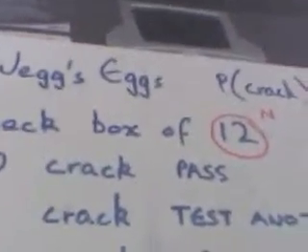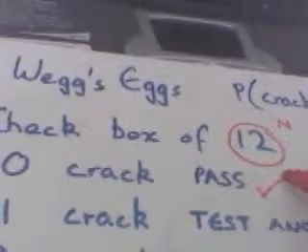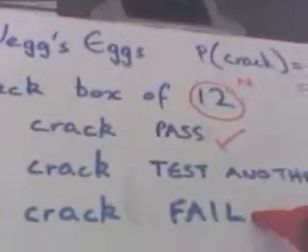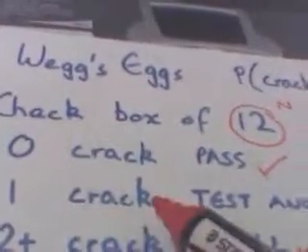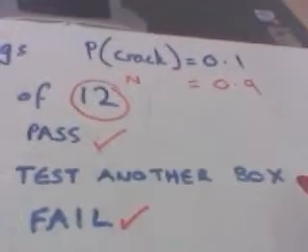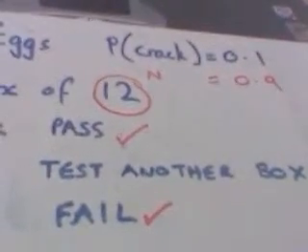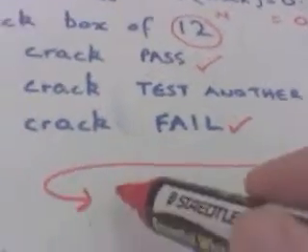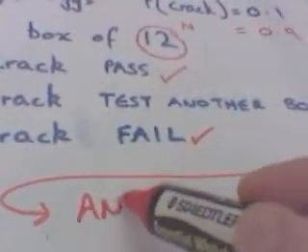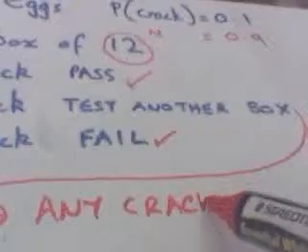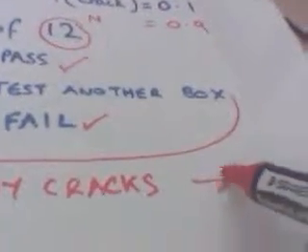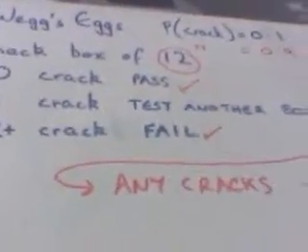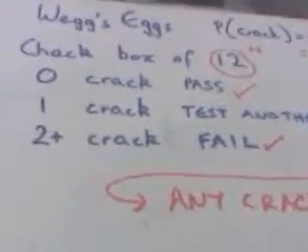So what we do is we take the first box. If there's no cracks, we've passed. So that's good. If there's 2 or more cracked, we fail. If there's only 1 cracked though, we test the next box. If the next box has any cracks in it, so let's put this down here, it fails. So we've got quite a complex problem to work out with different probabilities, but this is what could happen.